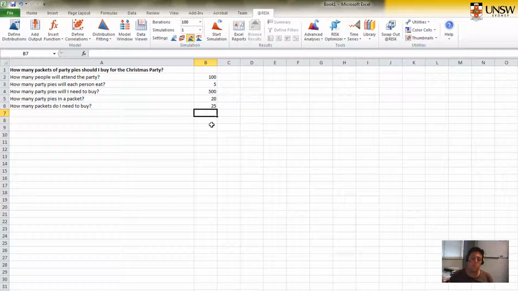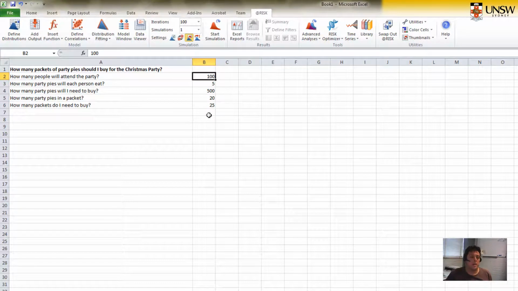In fact, people will vary quite a lot in terms of the number of pies they will eat. And I don't necessarily know that there are going to be exactly 100 people at the party. So this is where we can change some of these deterministic values into stochastic values, values for which we can incorporate variability and uncertainty. Okay, so let's start by deleting this 100.